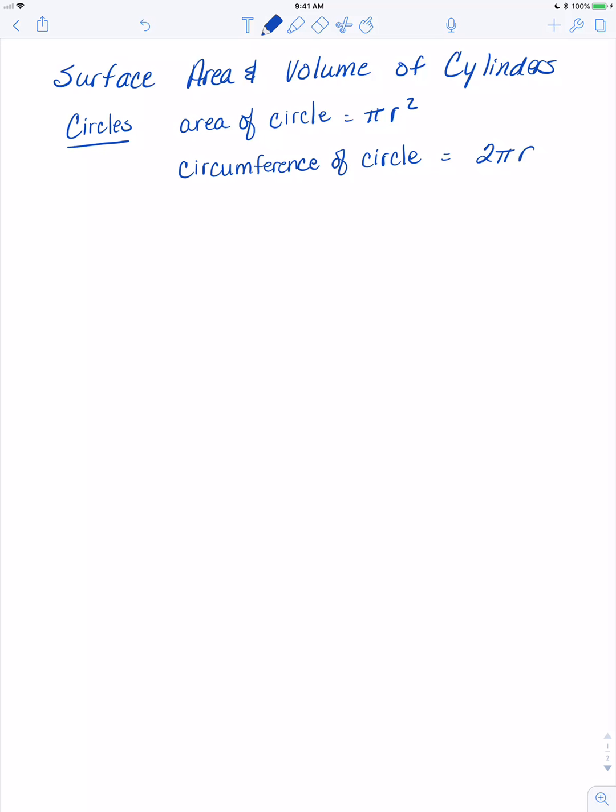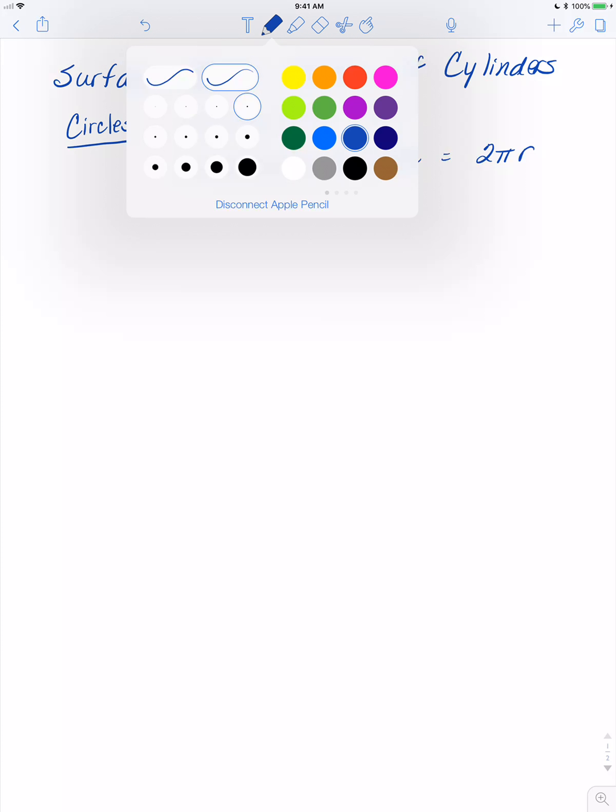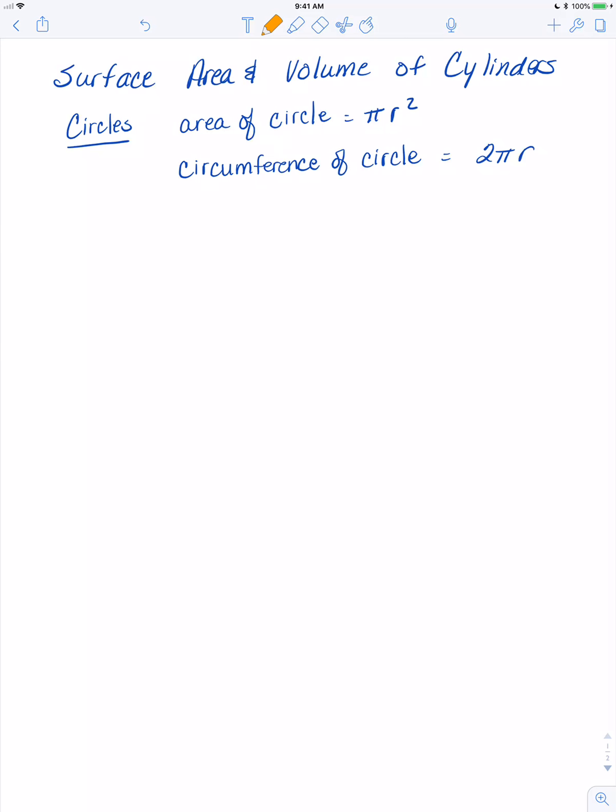If we talk about the area of the circle, remember that formula is pi r squared. And when we talk about the area, remember we're talking about how much space is inside here. That's the area of the circle. The circumference of a circle, that formula is 2 pi r. And when we talk about that, remember we're talking about this outside edge. What's the length of that outside edge? That's your circumference. Okay?